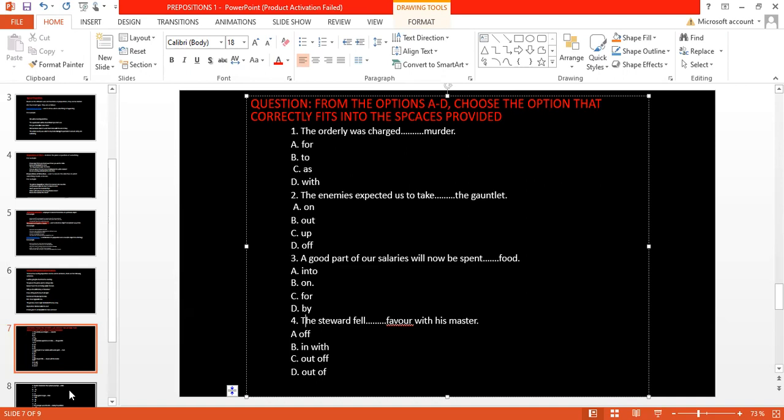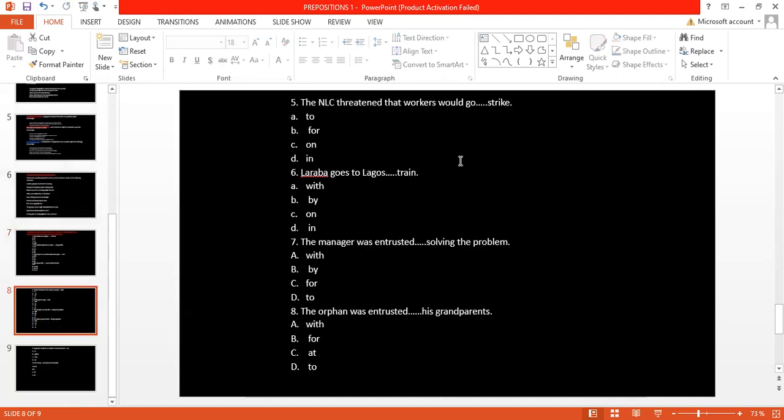All right. The NLC threatened that workers will go dash strike. To strike, for strike, on strike, in strike. Of course, we go on strike is the answer. All right. Number 6, Laraba goes to Lagos dash train. Goes to Lagos with train.